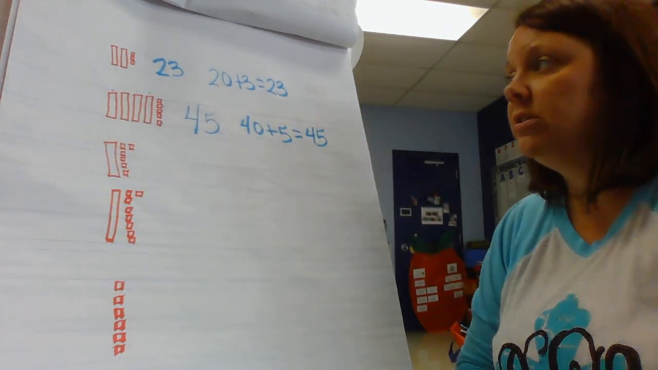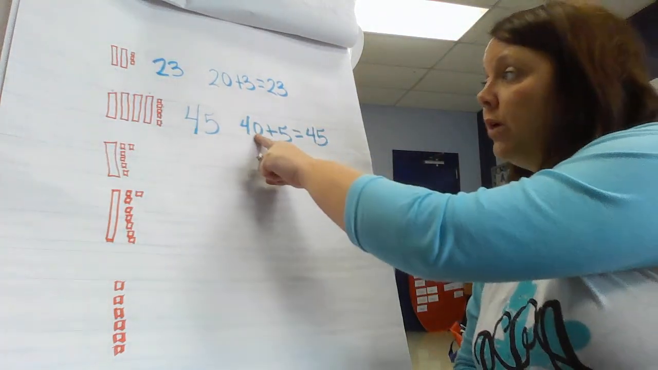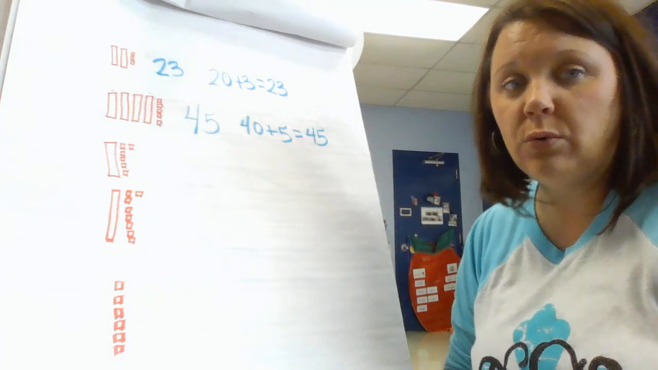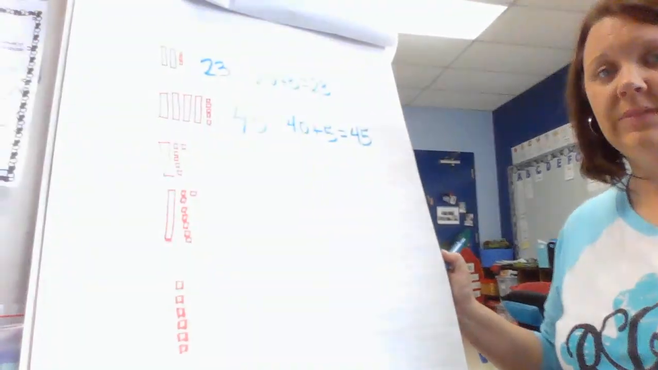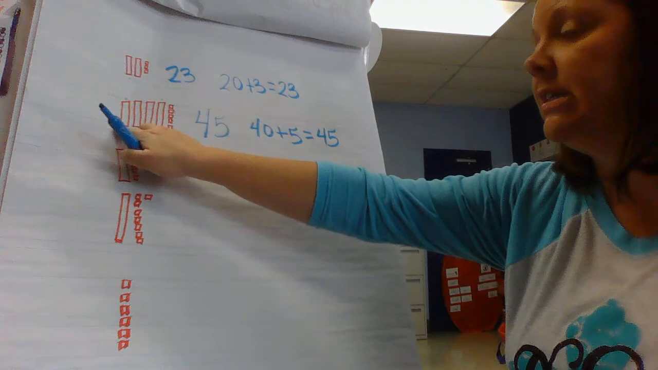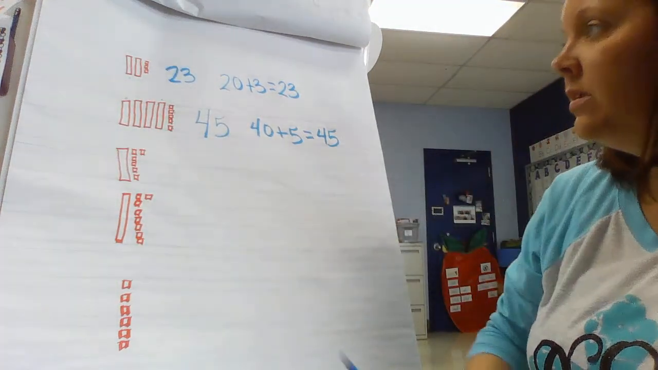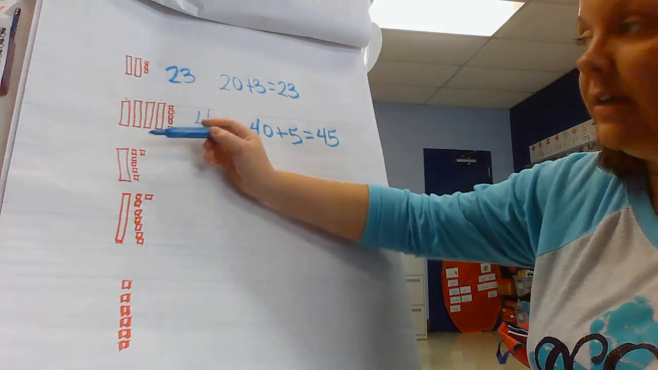And remember, we talked about that this is a 4, but the value is 40. So that's why we don't say 4 plus 5. We would not use a 4 to represent the tens. We use the value, which is 40. Okay, we're going to come down here and count the next one.